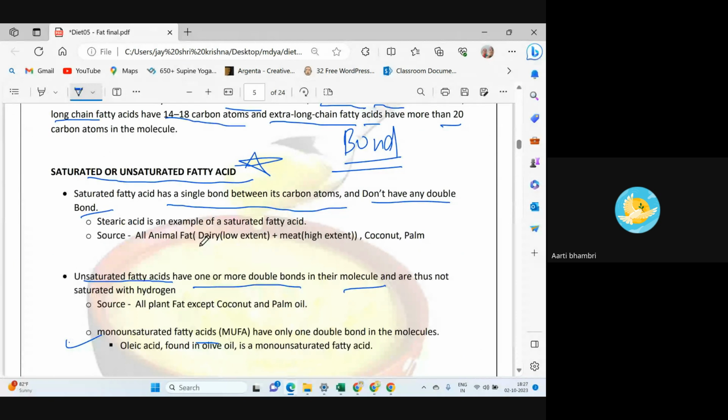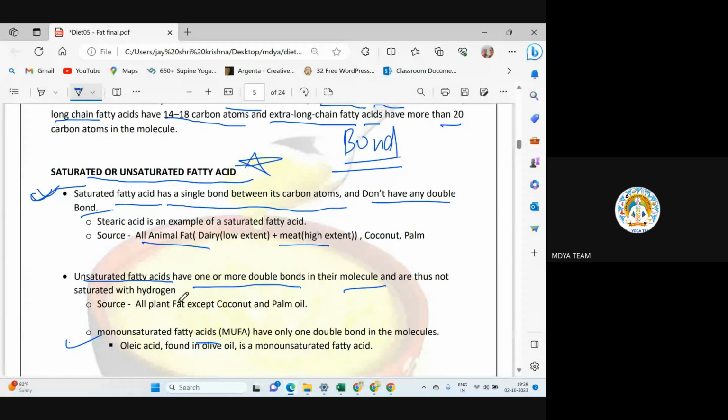Okay. Now let's discuss its clinical importance. What is the clinical importance of saturated and unsaturated fatty acid? First, discuss the example. All the animal fat, whether it is dairy or meat, contains saturated fatty acid. Keep this in your mind: all the animal fat, whether it comes from dairy or meat, will always have saturated fatty acid.